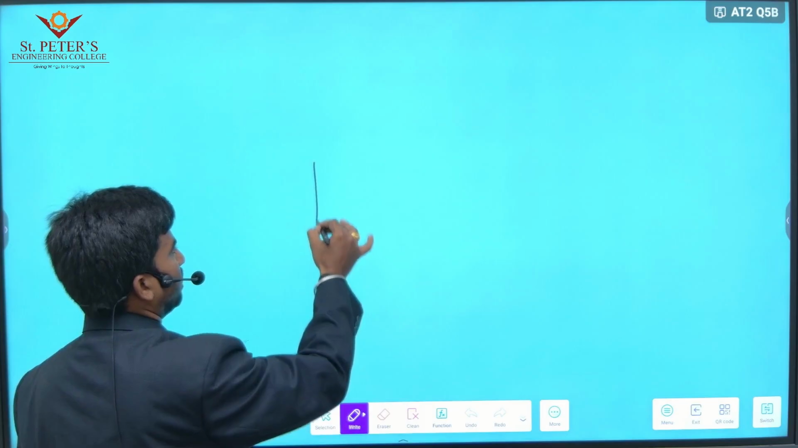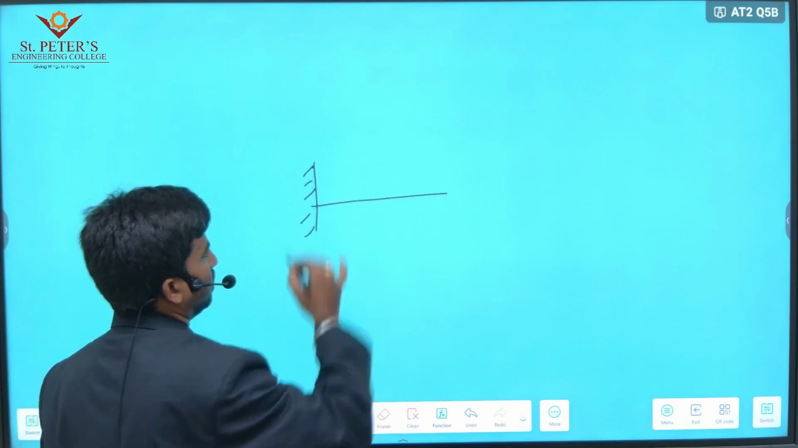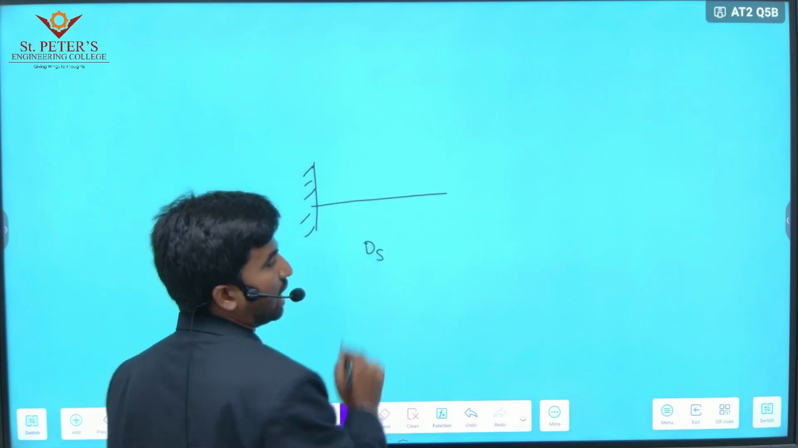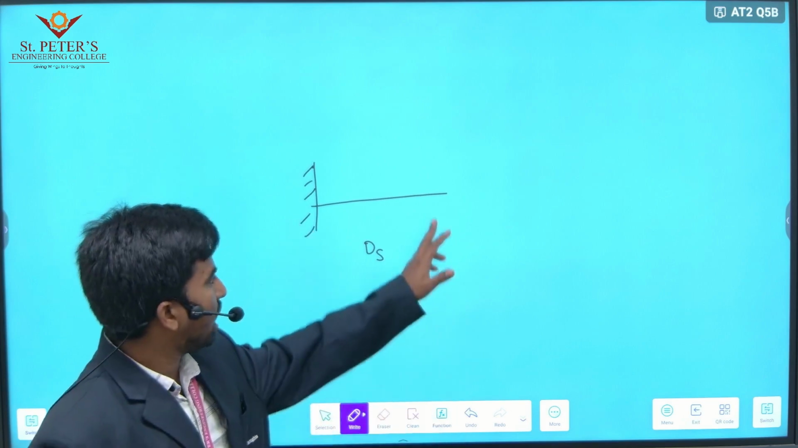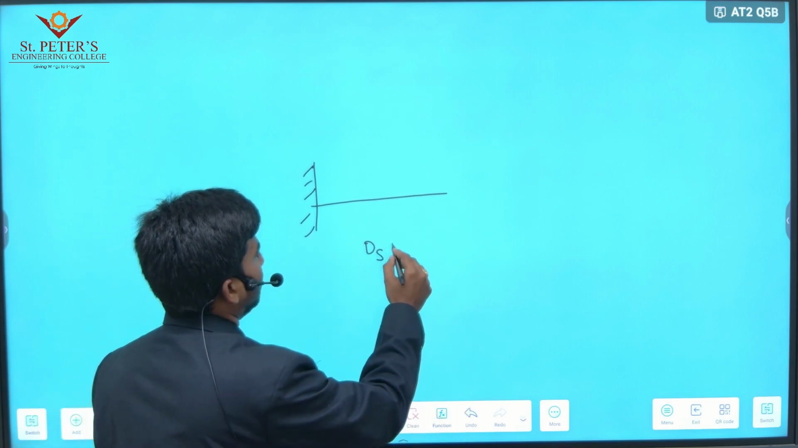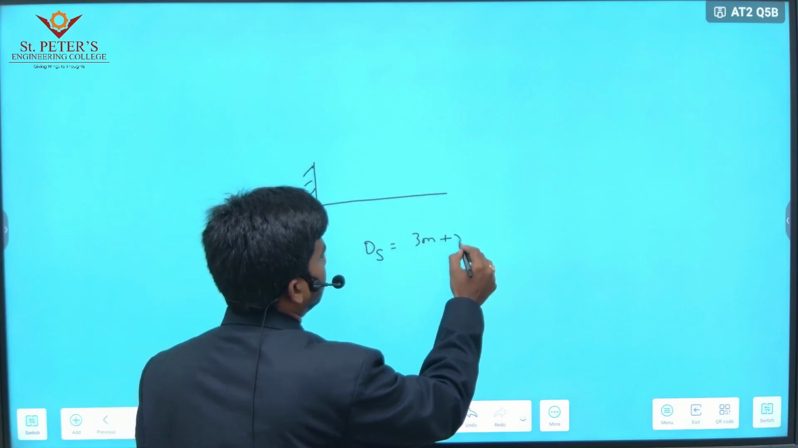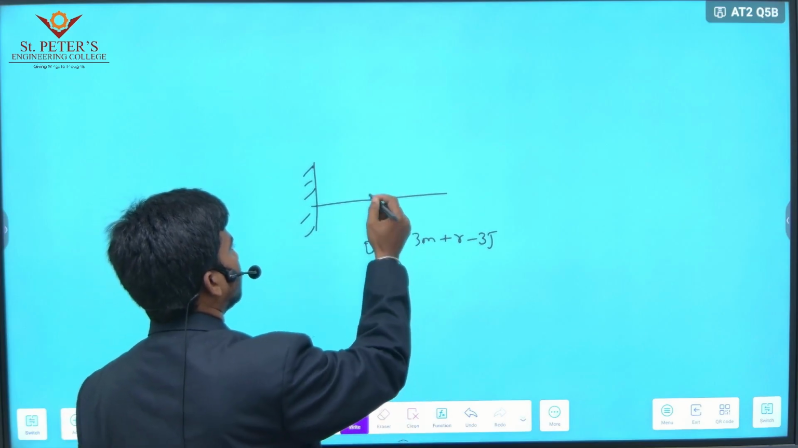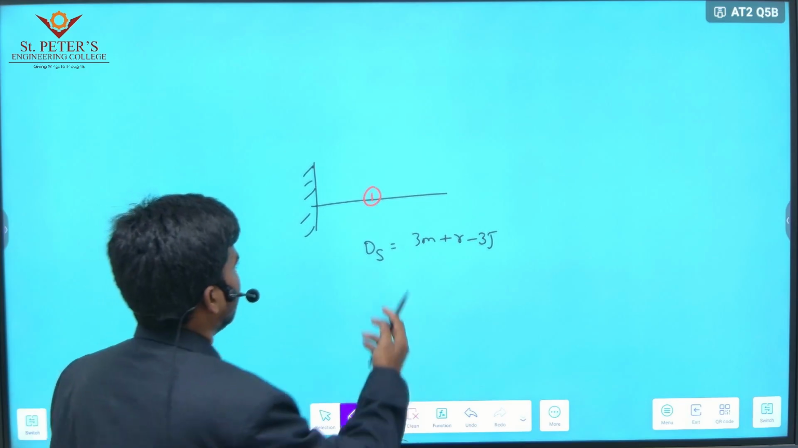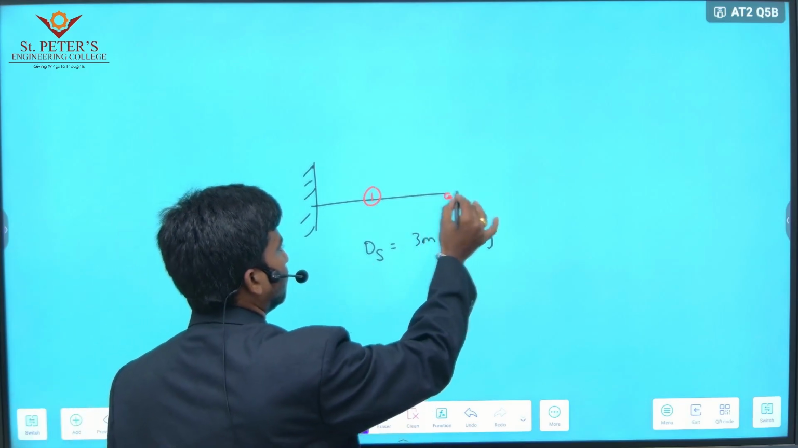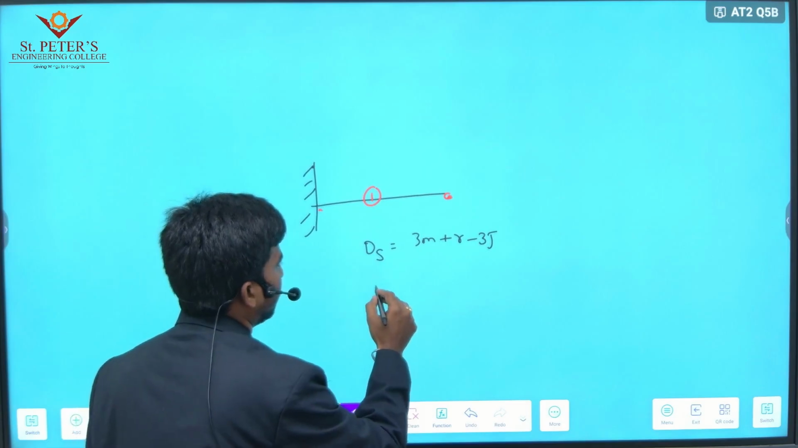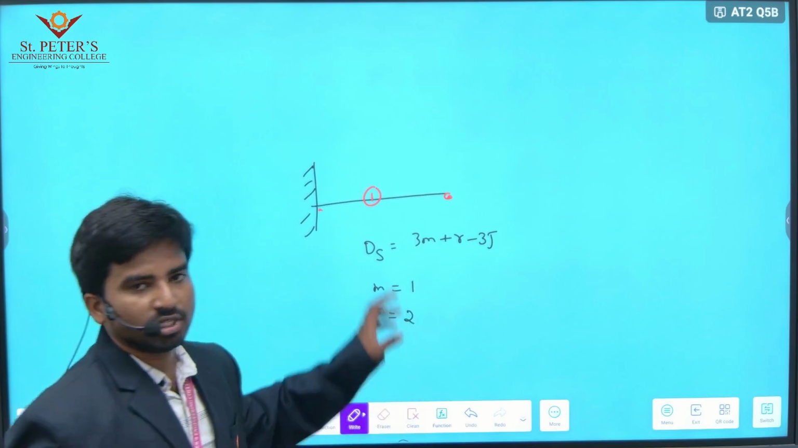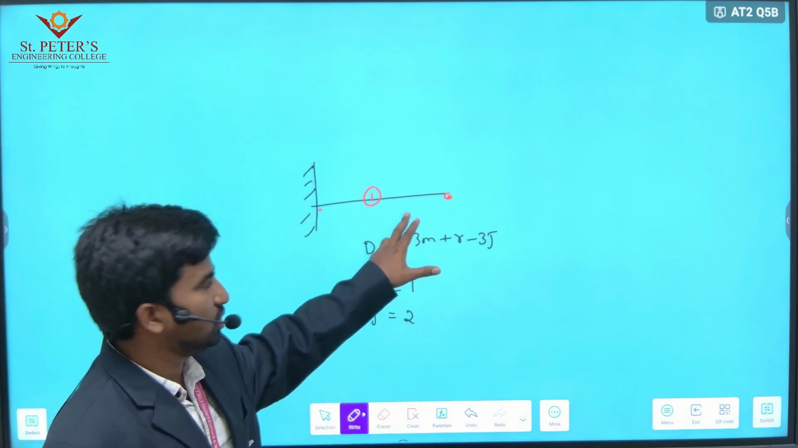Let us take an example, fixed support. Here, to calculate the ds value, this is a cantilever beam. So one end is fixed support, other end is free end. So ds is 3m plus r minus 3j. How many members are there here? This is one member, and joints are 2. So m is 1, j value is 2 joints. Joints means connection. Connection of two members is known as a joint.